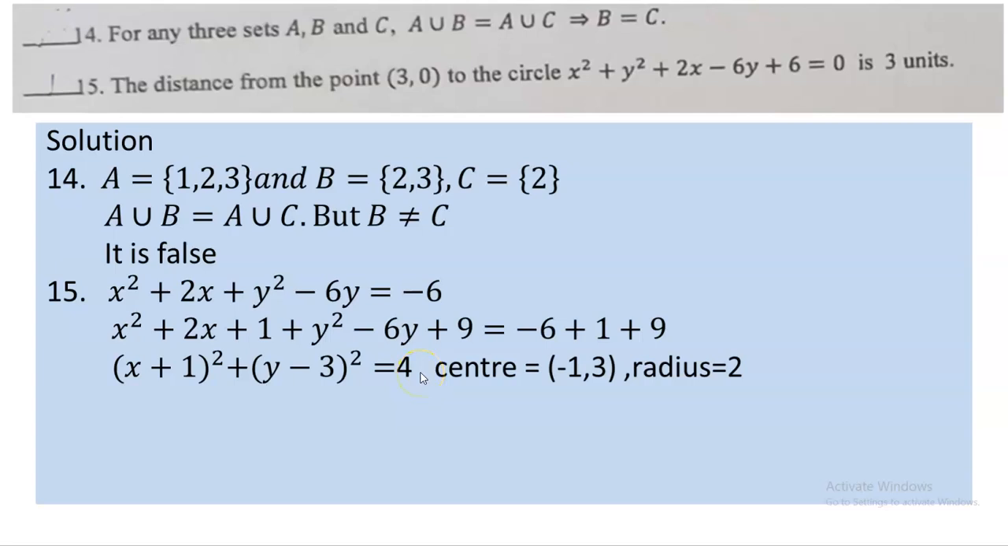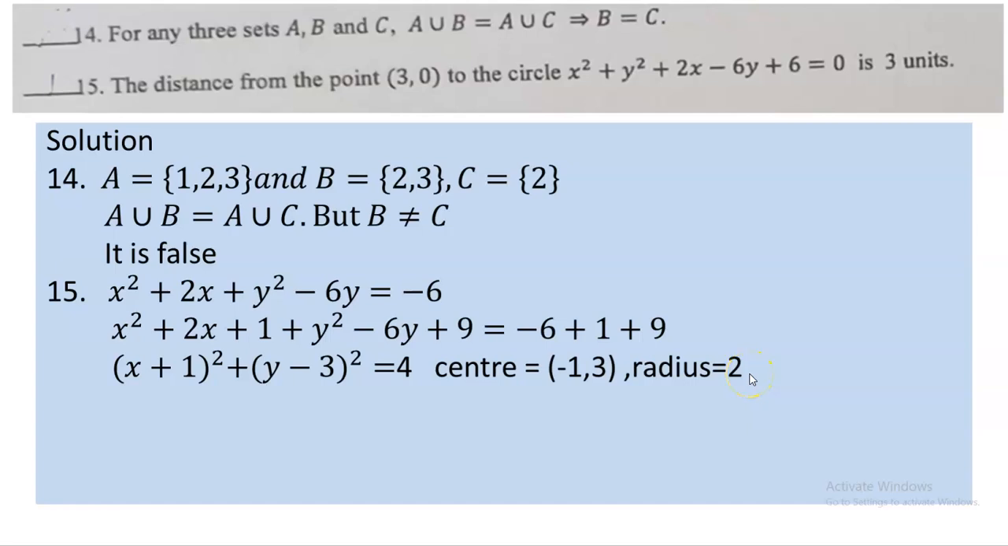It will be 4. And here, identify the zeros of x plus 1 and y minus 3. They are -1 and 3. So the center of the circle is a point having coordinates -1, 3. And the radius is 2, as you see, because the square root of 4 is 2.